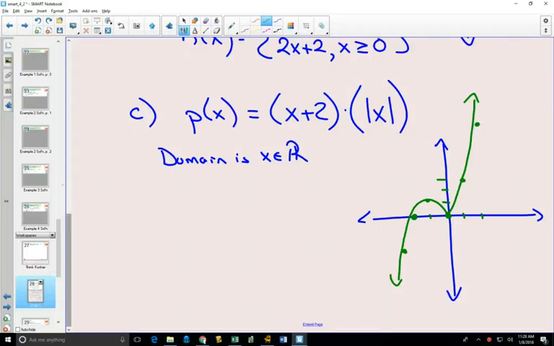So what are these graphs? These are actually 2 different parabolas. This is a piece of one parabola, and this is a piece of another parabola. To figure out what those parabolas look like, first of all, we'll just finish this question. Our range is everything.